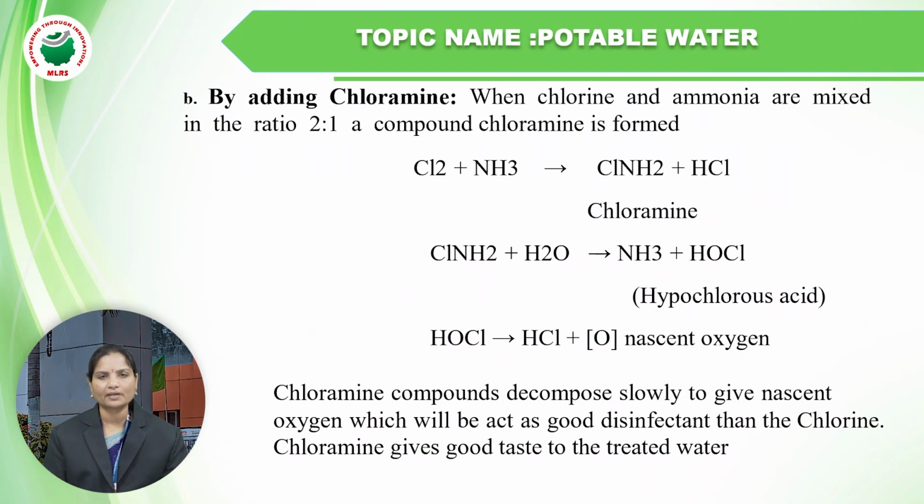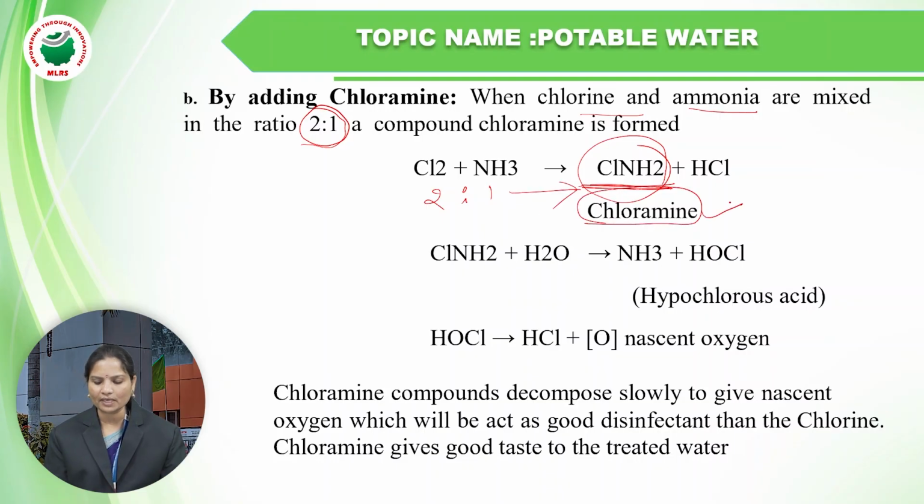Then one more method is the addition of chloramine. What is the chloramine formula? ClNH2. This is called chloramine. How do we get chloramine? When chlorine interacts with ammonia, mixed in the ratio of 2:1, the combination of these two produces chloramine.